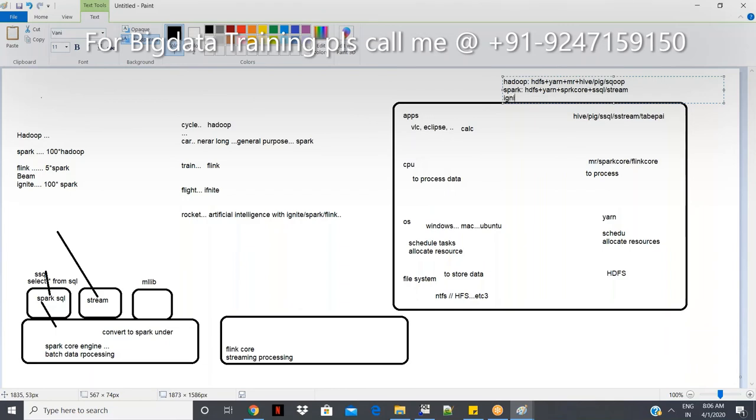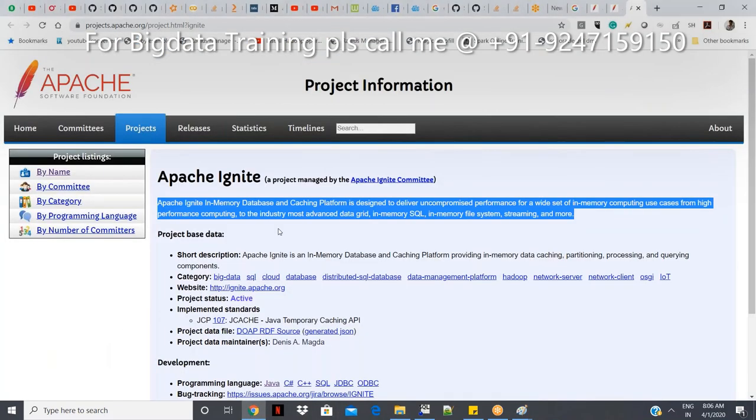What is Flink? HDFS, YARN, Flink Core plus Table API or Flink ML, like this. This is called Flink. That's why please check here. One minute.